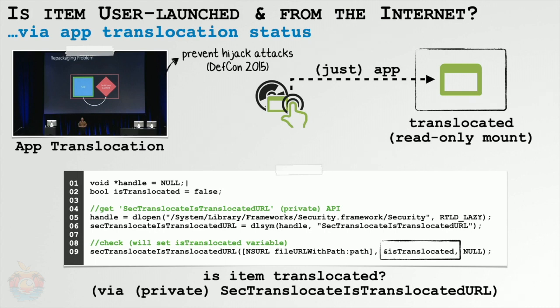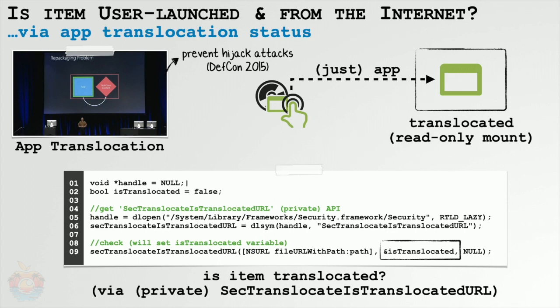Now, there's a variety of ways. Perhaps you could check the quarantine attribute, but that gets a little complicated because that's not always cleared, even if the user approves it, et cetera, et cetera. A better way is to simply look for the status of the application, specifically its app translocation status.